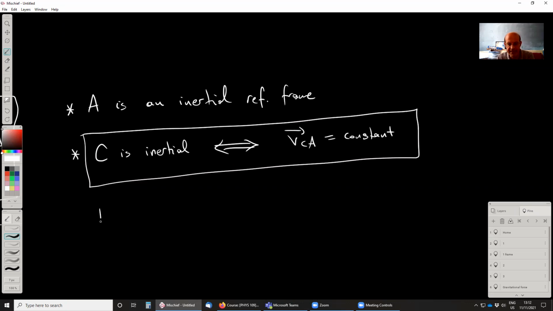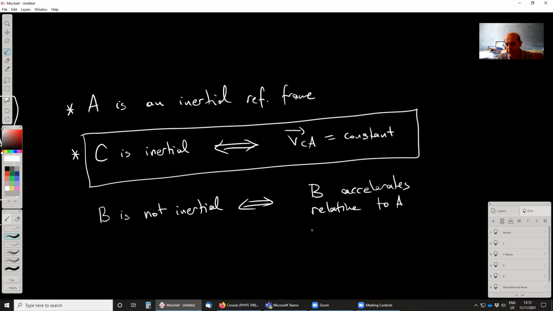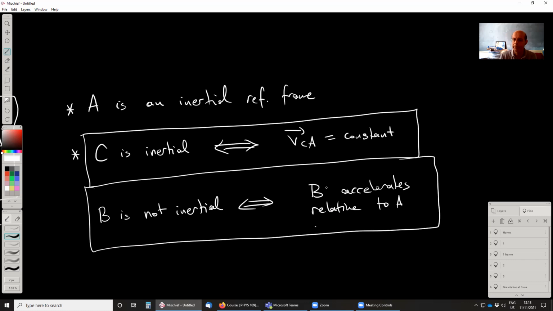Let's talk about another reference frame. Let's say B is the accelerated bus frame, for example. B is not inertial if and only if B accelerates relative to A. So it's the same thing, right? Same logical statement. A reference frame is inertial if its relative acceleration is 0. It is not inertial if its relative acceleration is not 0. If I know that some reference frame is already inertial, then I just need to look at the relative acceleration with respect to that frame. All right, so these kinds of frames are called accelerated reference frames. Or some people just call these non-inertial.